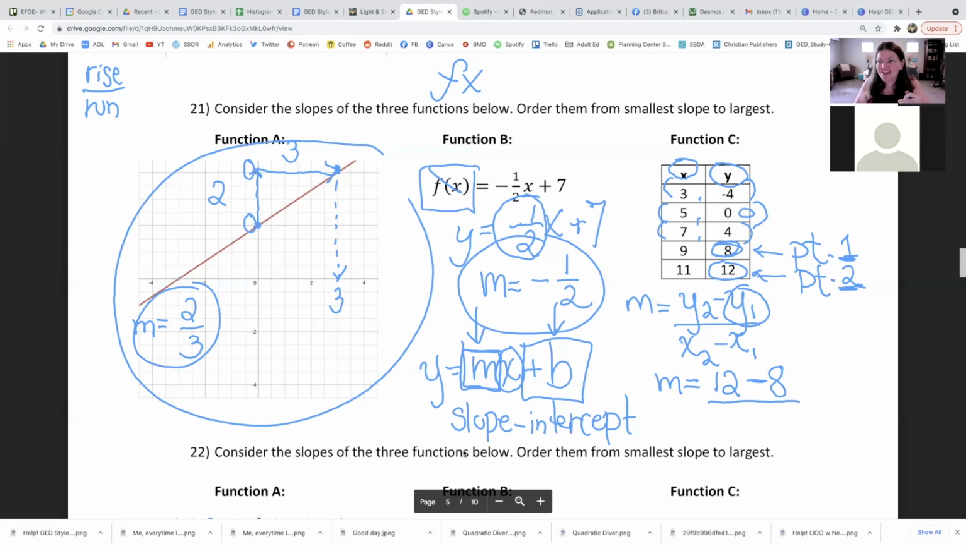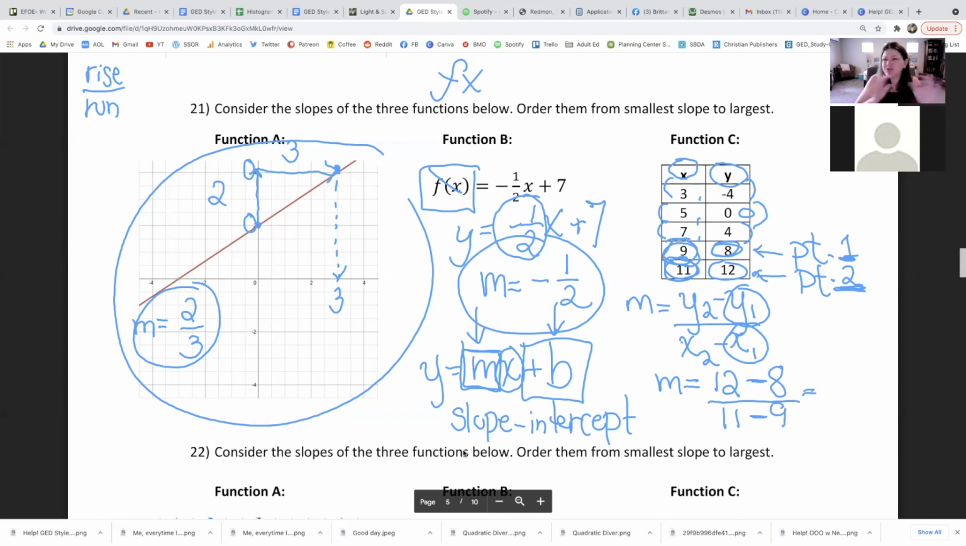And now over that, I need the change of x's. So I'll start with the x value from point 2. So I called this point 2. So there's the x value, 11. And from that, I'm going to subtract the x value. That's what x1 means. The x value from point 1. So the x value from point 1 is 9.